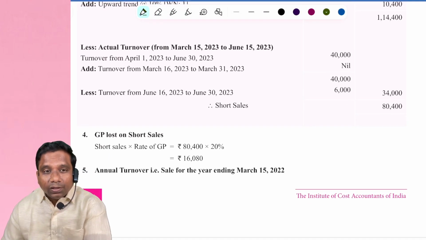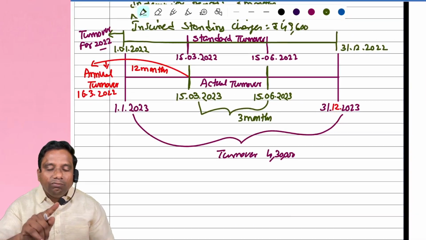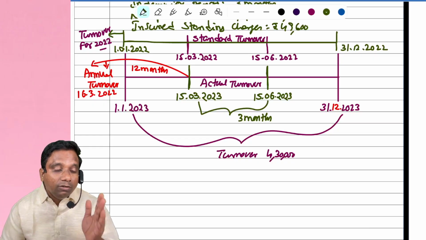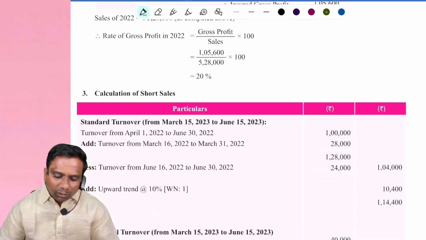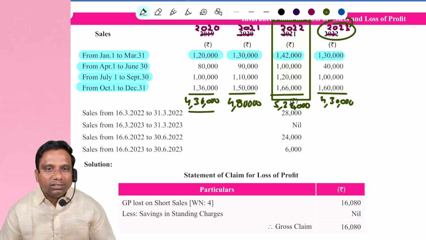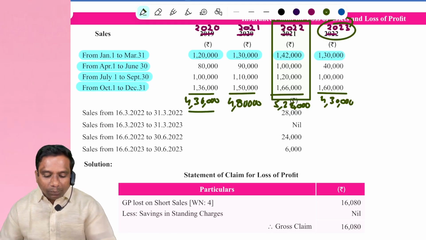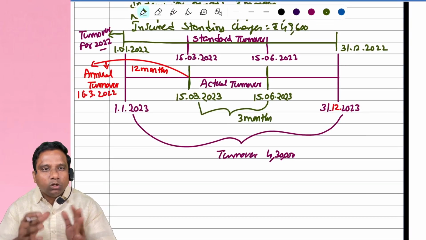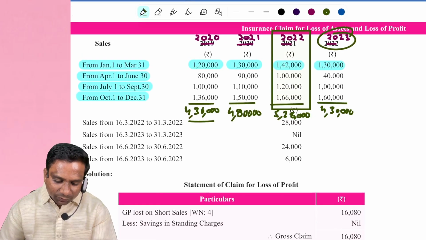From what date to what date? 15/3/2023 to 15/6/2023. I repeat, 15/3/2023 to 15/6/2023. And look at the problem. Can you identify the same time period? Sales from 15/3/2023 to 15/6/2023. Is it possible to observe this time period? Observe carefully. This time period you observe in the problem first.